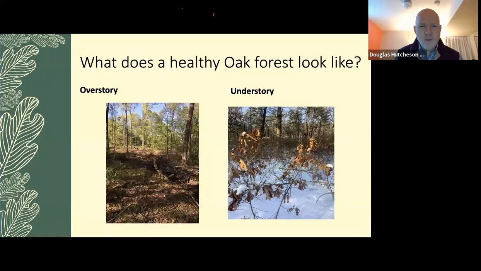Slides for you. We're going to take a look at a healthy oak forest, an unhealthy oak forest, and define and talk about the overstory and the understory. So what I mean by the overstory, that's the canopy of the forest, the upper level of the trees, the crowns of the trees. And the understory is the ground level, where there's different shrubs and trees growing at that level.